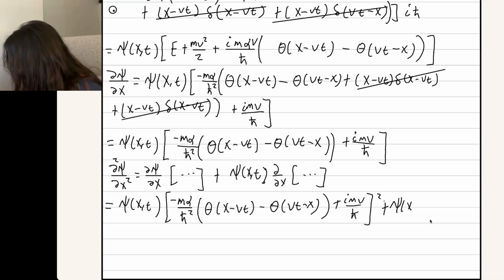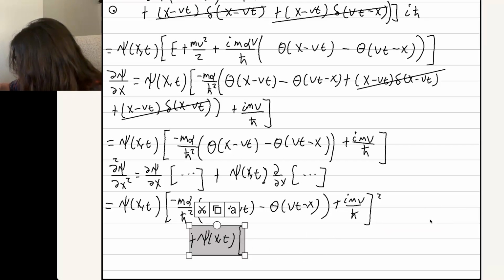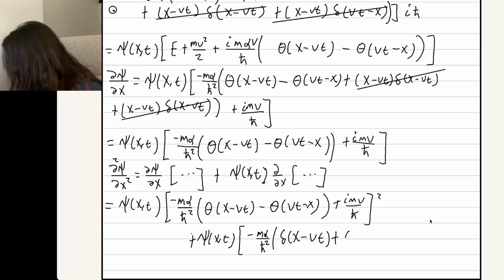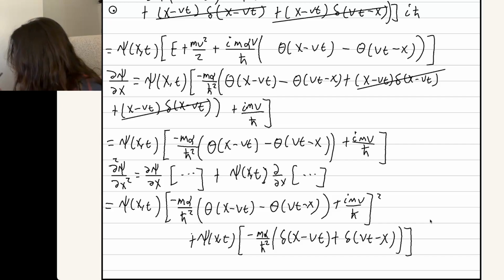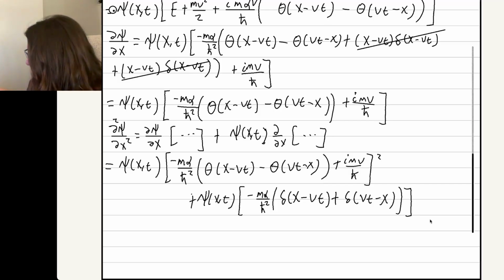Plus psi of x and t times the derivative of the stuff in the brackets, which is going to be too big to stick at the end of that line. So let's pull it down here. This is minus m alpha over h bar squared, and in here you'll have delta of x minus vt, or it's vt minus x there. But it doesn't matter because the delta function is symmetric, so those will just add up.